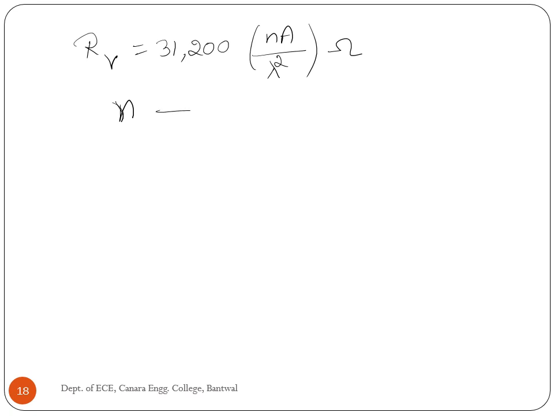The radiation resistance of a small loop consisting of one or more turns is given by 31,200 n into (A divided by lambda square) in ohm, where n is equal to the number of turns.